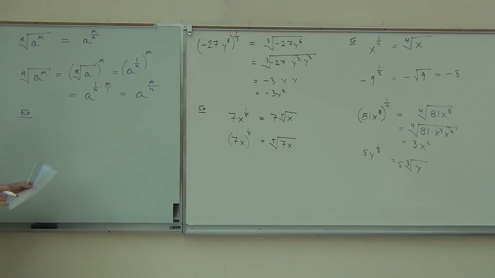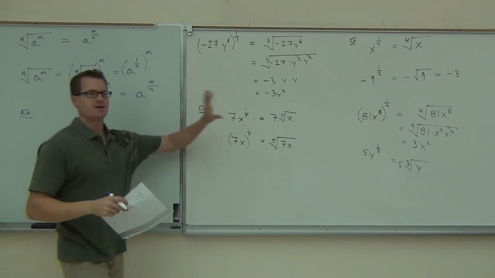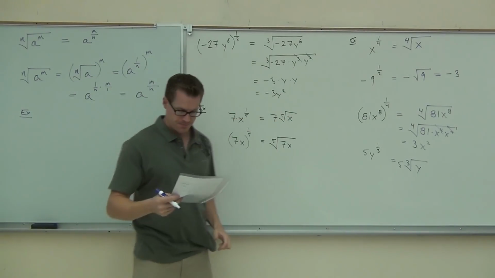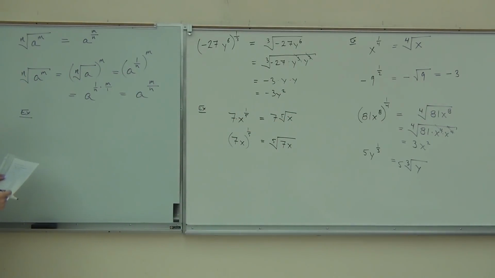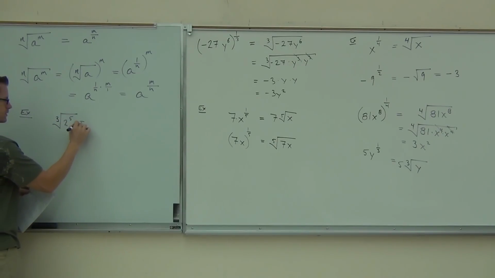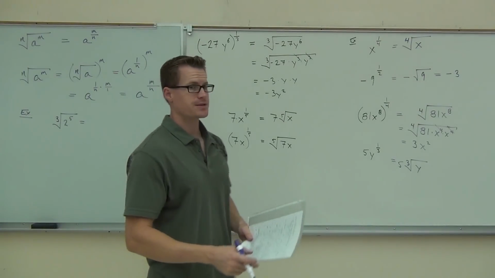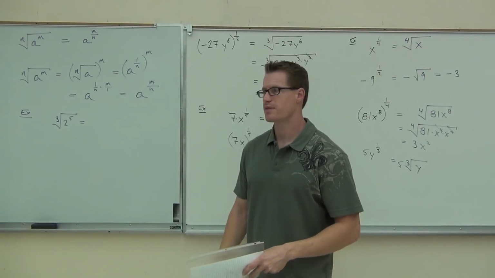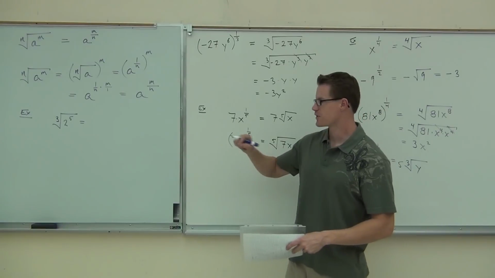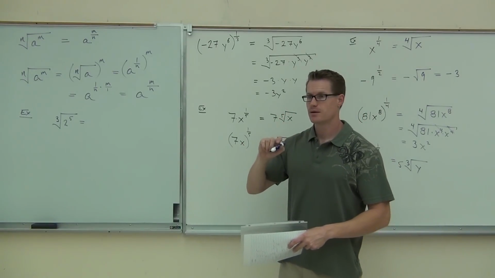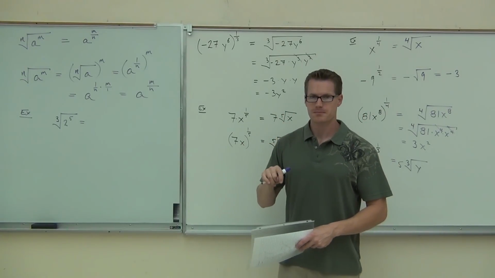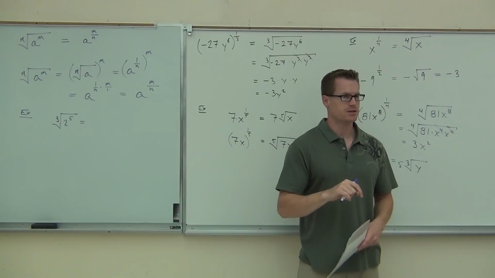Let's see if we can do some examples. It's going to be very, very similar to what we just did over here, okay? Very similar. So let's do the cube root of 2 to the 5th. Can you write that as a fractional exponent? What is our numerator going to be in this case?